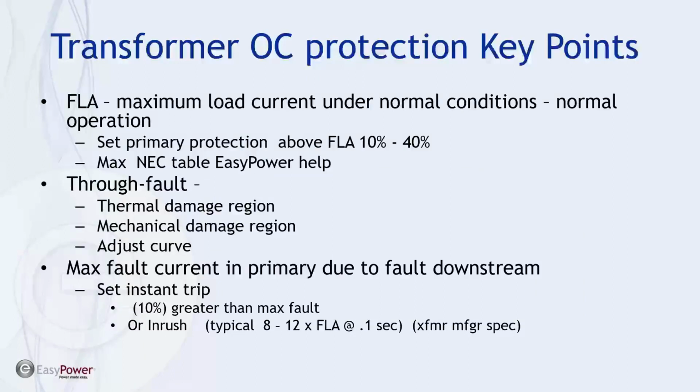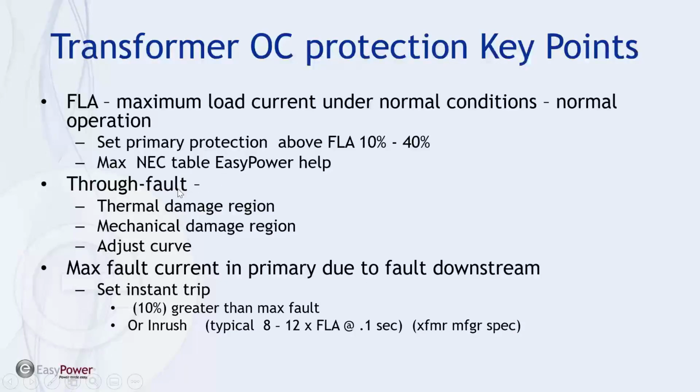So again, what I want to focus on first is how to use EasyPower to determine what these set points are. First of all, we need to determine what the full load maximum current is under normal conditions. And in this case, we have a recommendation to set the primary pickup or protection at a range that's between 10% and 40% greater than that full load current, and then make sure we're not violating the table.